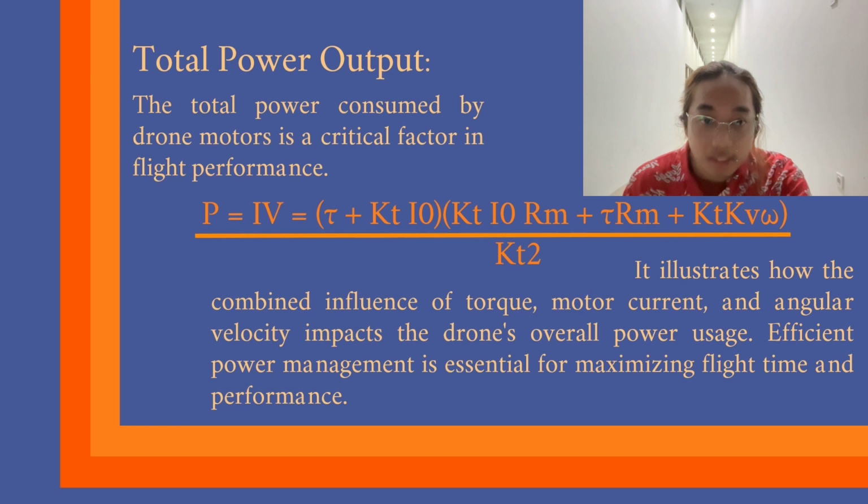P equals T times omega, which is approximately KT (I minus I0) plus kV omega; KT provides an approximation of the power generated. It reveals how torque, motor current, and angular velocity collectively impact the drone's overall power consumption, pivotal for maximizing flight time and performance. Here are some equations of motion.